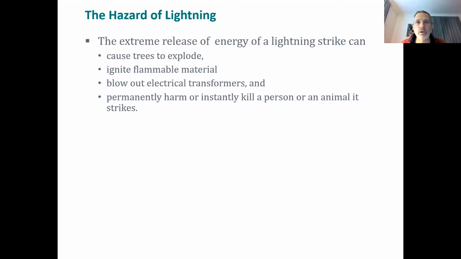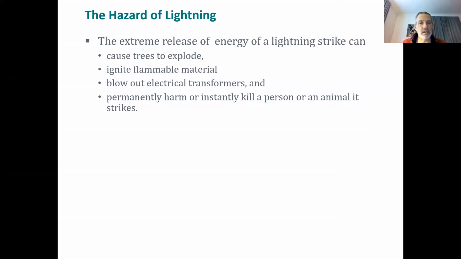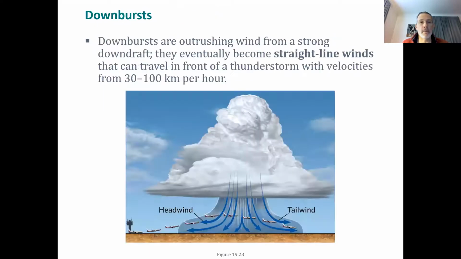The extreme release of energy can cause trees to explode, ignite flammable material, blow out electrical transformers, and permanently harm and instantly kill a person or animal, because again, that rapid expansion of heat from the electricity passing through can mess up your electrical system, including your heart. And so there's all kinds of problems. So don't get struck by lightning is what I'm saying here. And so when we start looking at the lightning, again, it's the exact same scenario as static electricity. It's just a lot larger.